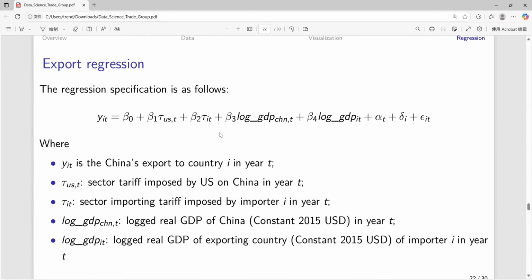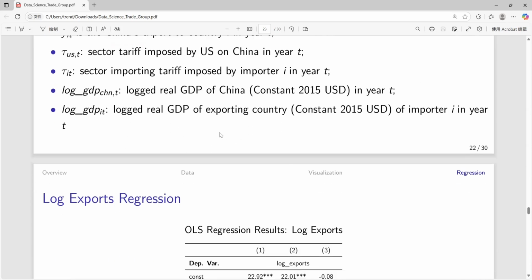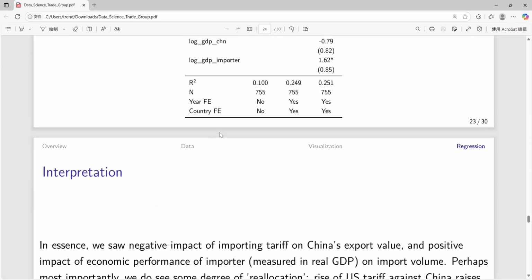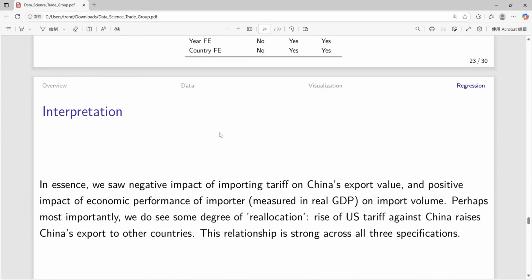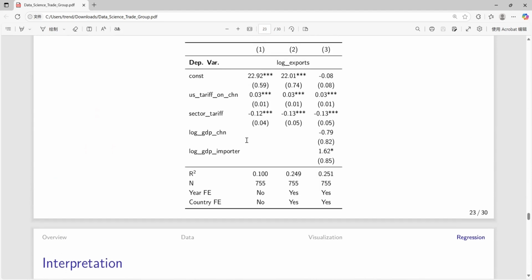And the X variables are the sector tariff imposed by the US on China in certain years, as well as the sector importing tariff imposed by the importer i in a certain year. We also include the logged real GDP of China, as well as the importing partners, in the regression. Coming to the results, we see a negative impact of importing tariff on China's export value, which is evidenced by the negative coefficient on the sector tariff variable.